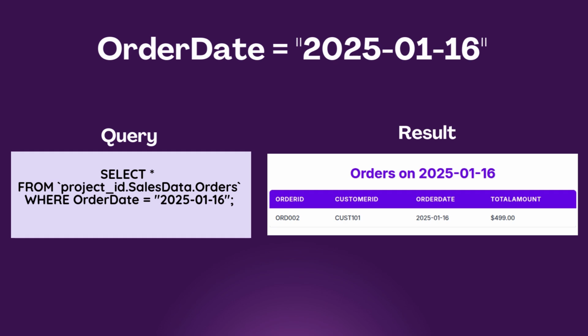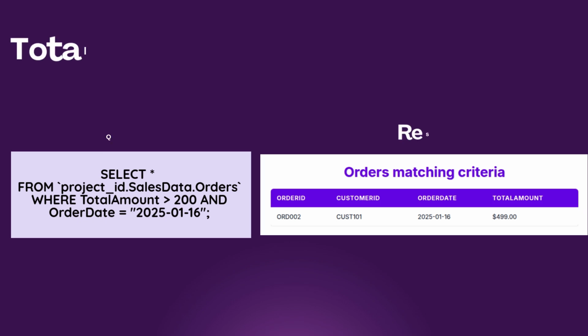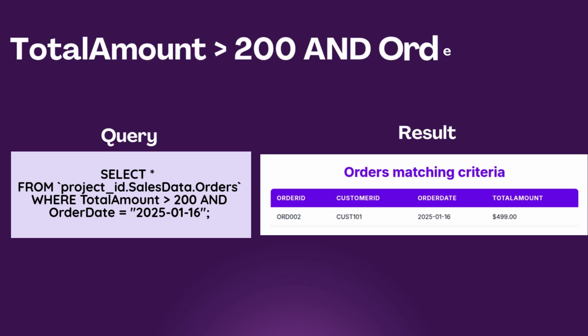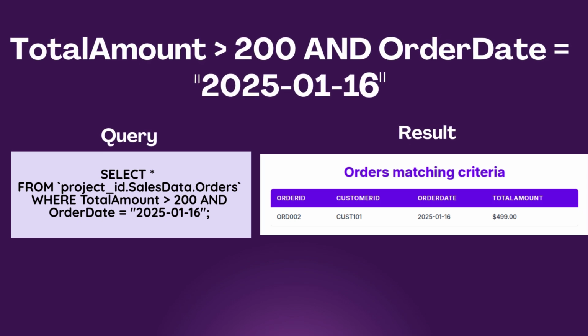You can even combine conditions using logical operators like and and or. For example, select * from _project_id.sales_data.orders where total_amount > 200 and order_date equals the 16th of January 2025. This will give you only the rows where both conditions are true.